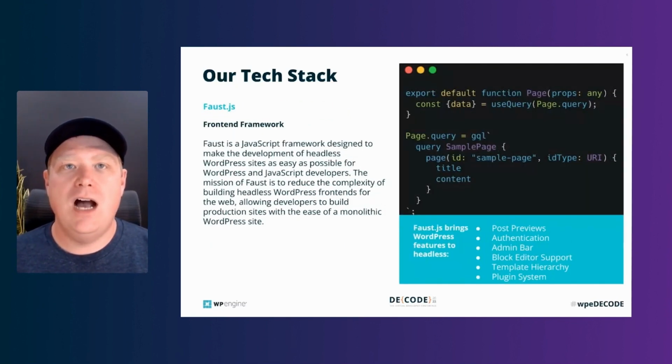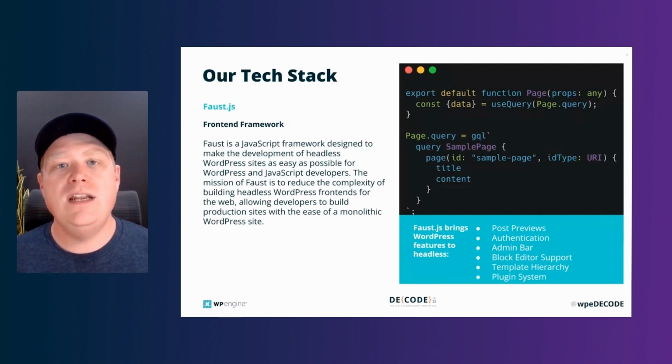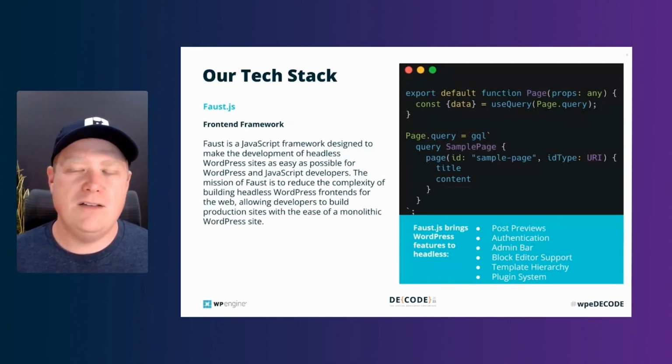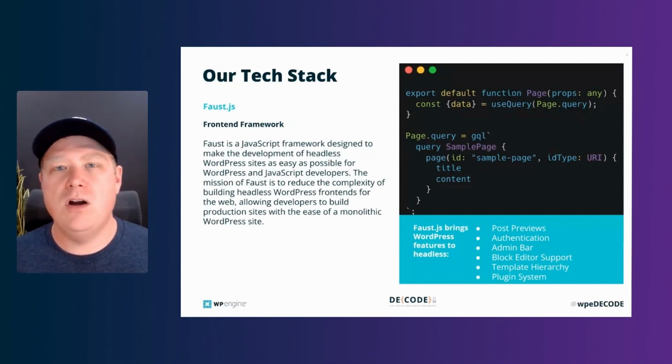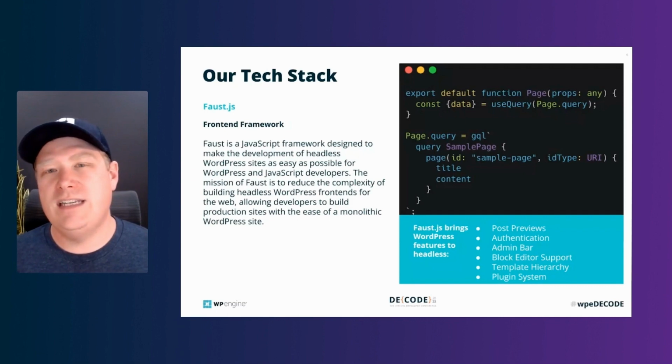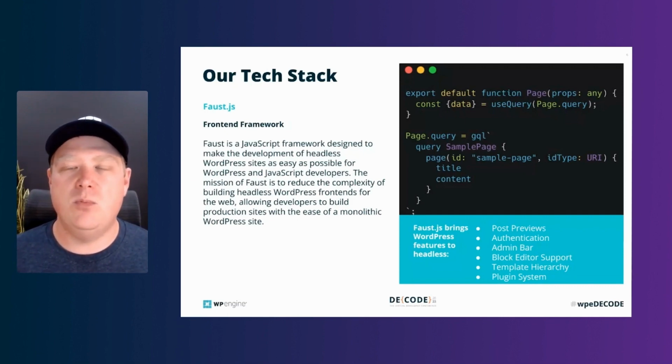Now that we can model complex data and query it through WP GraphQL, we need some way to create those modern web experiences for our users while also supporting the content editors that already know and love WordPress. That's where Faust comes in. Faust is a two-part framework consisting of a WordPress plugin and a Next.js-based JavaScript framework that work together to make building headless WordPress sites easy and intuitive.